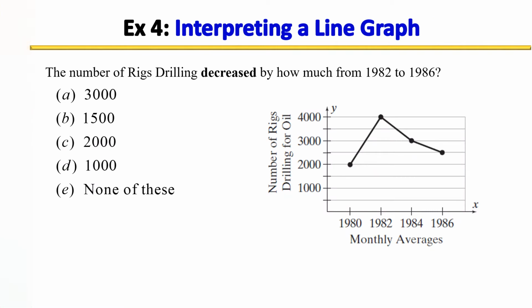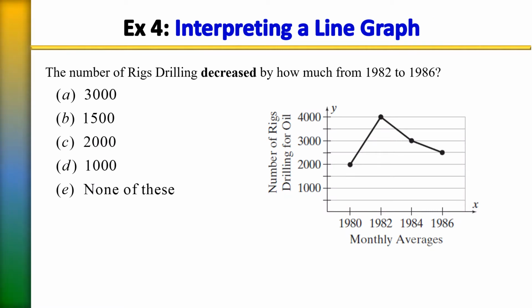In this example, we're going to interpret a line graph. Now, I just want to make a note on the test itself. The only way I can prepare you for interpreting a line graph is to just give you some tips on making sure that you pay attention to your titles. So you pay attention to the x-axis. What it means here on the x-axis is referring to the monthly average. And then on the y-axis here, it refers to the number of rig drillings.